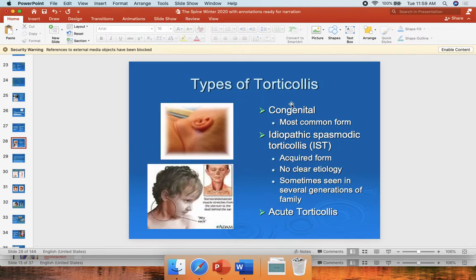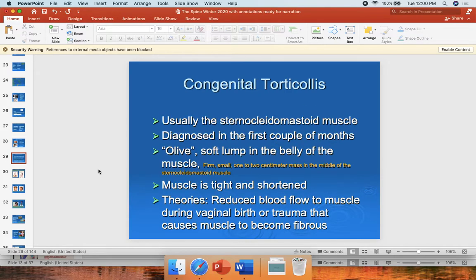So our types of torticollis: we're going to have congenital, the one that happens at birth. We're going to have idiopathic. Remember, idiopathic means we don't know why. It just comes. Spasmodic, meaning it's going to tighten. And then we have an acute type. So we're going to roll through these types so that you can see each one and how each one is inherently similar, but they each have some distinctive differences.